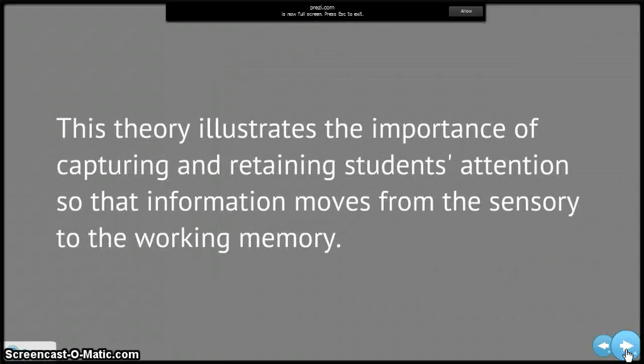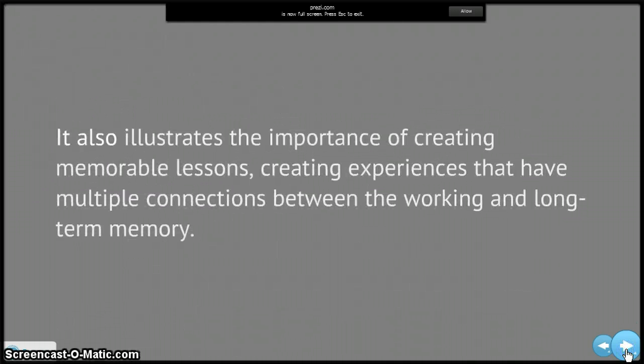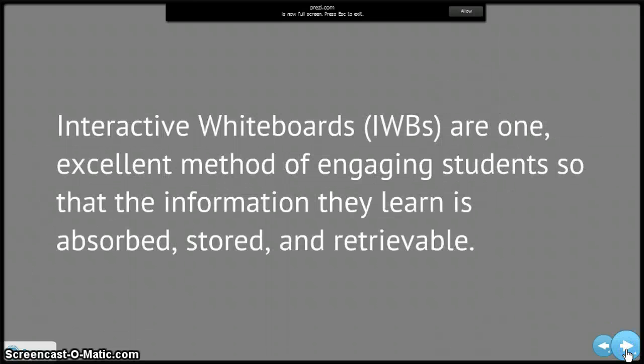And so this theory illustrates, I guess, the importance of capturing and retaining students' attention, because you need to have their attention in order to make sure that information moves from the sensory to the working memory. And then it also just illustrates the importance of creating memorable lessons. Lessons that are experiences that generate multiple connections between working and long-term memories. And so interactive whiteboards, I think, are one really excellent method of engaging students so that the information they learn is absorbed, stored, and easily retrievable.